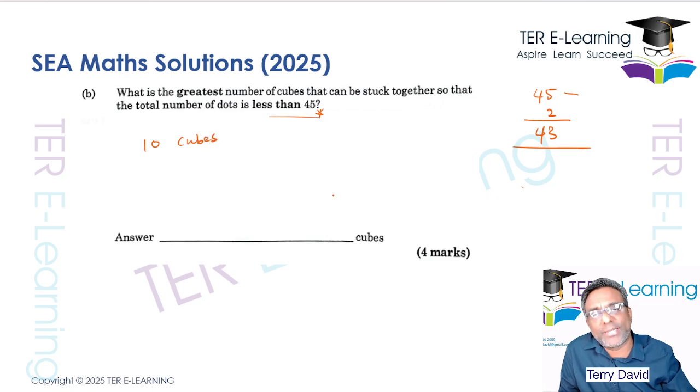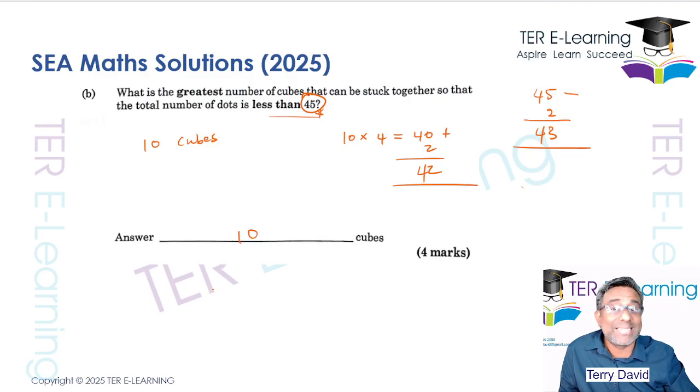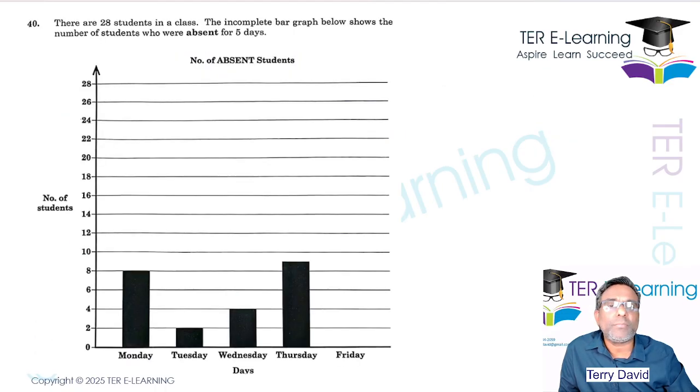So now let's check with 10 cubes here. So 10 cubes will give me 10 multiplied by 4. That'll be the total number of dots, top, bottom, back, and front. That's 40. Then if you add that to the two sides, you're going to end up with 42, right? So they said we can't exceed 45. So therefore, 10 cubes is the one that makes sense, right? It has to be 10 cubes. All right, so that is 39.